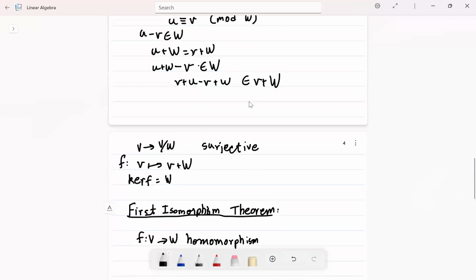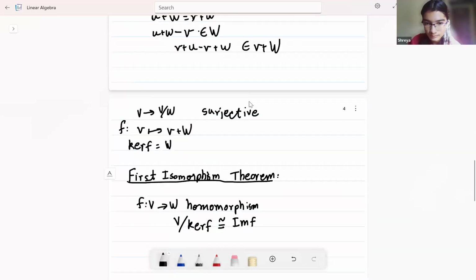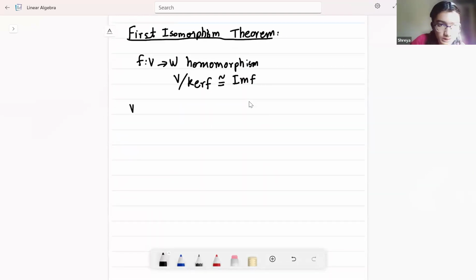Wait, V mod W. Can you please explain once? Yeah, okay. Okay, so V mod W is a vector space under the following operation. So yeah, v1 plus W, then you want to add v2 plus W.